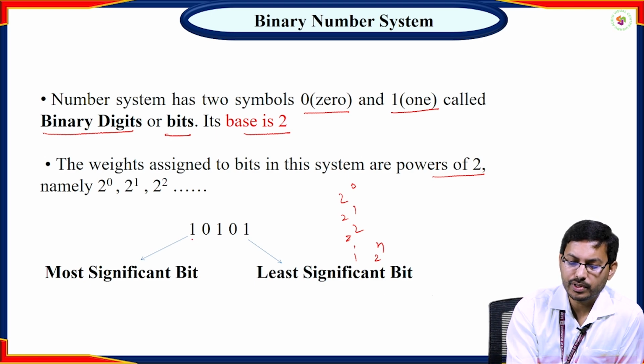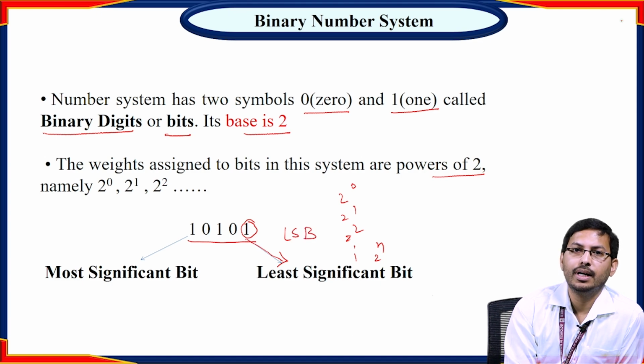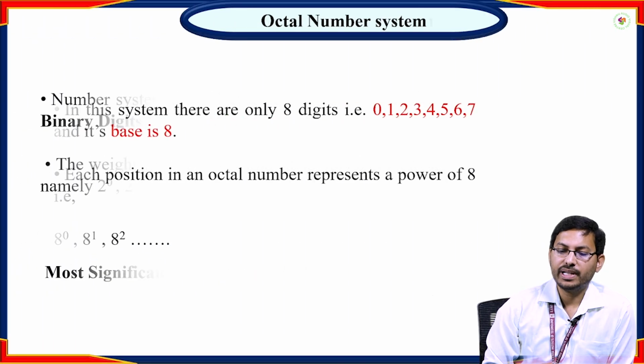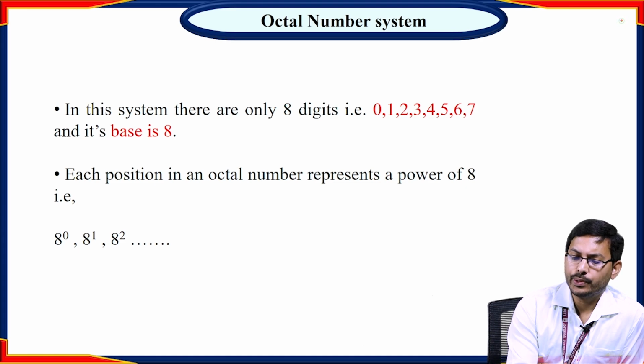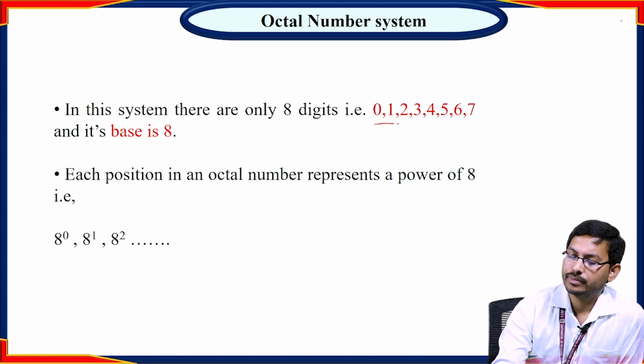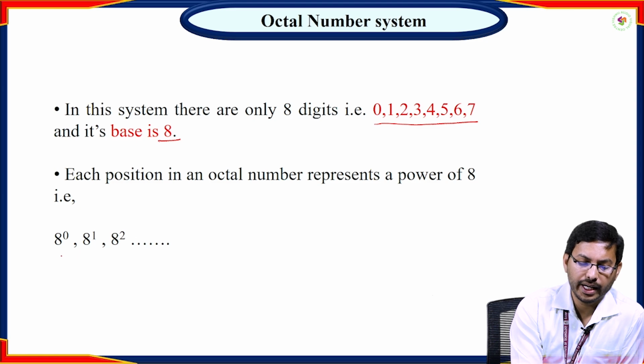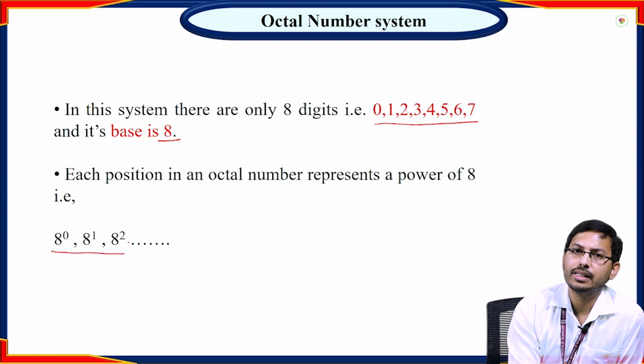If you take one example, 10101 is a binary number. The rightmost bit is the least significant bit, also known as LSB, and the leftmost bit is the most significant bit, also known as MSB. Now, coming to the next type of number system, the octal number system. In this system we use 8 digits, 0 to 7, and its base is 8. Each position in an octal number represents powers of 8, for example 8 power 0, 8 power 1, 8 square, 8 cube and so on, 8 power n.